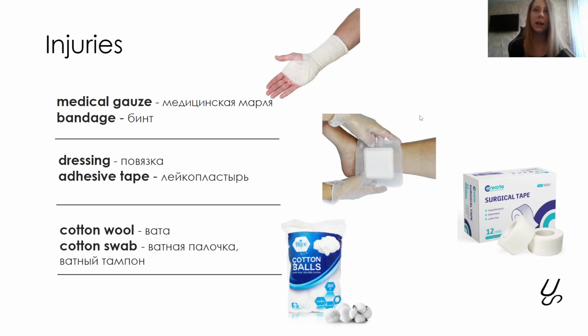Also, we can say that it can be abdominal dressing, for example, and it will look quite different from this, but just like this adhesive tape used as a dressing. Talking about adhesive tape, you can see it here. It can be surgical tape. It can look like this dressing, and it will be called adhesive tape.